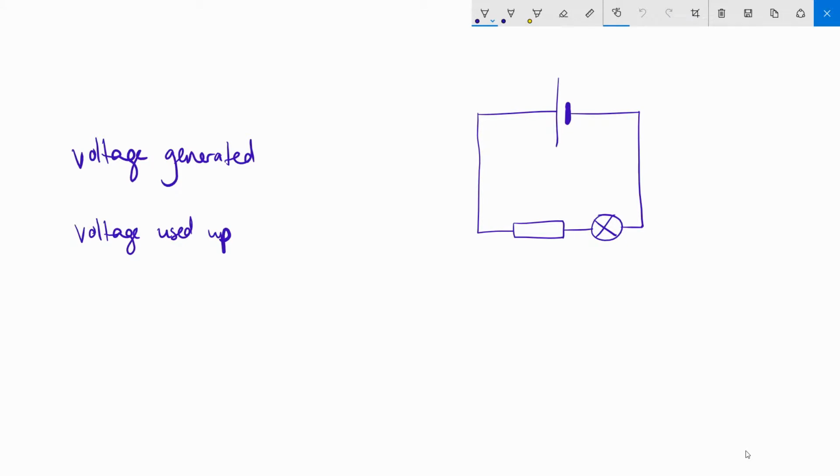Remember that when voltage is being generated, we call it EMF. And when voltage is being used up, we call it PD. So in this simple circuit here, the cell is the only thing that's generating any voltage. Let's say this cell is a 3-volt cell. That means it generates 3 volts. We say the EMF of the cell is 3 volts.